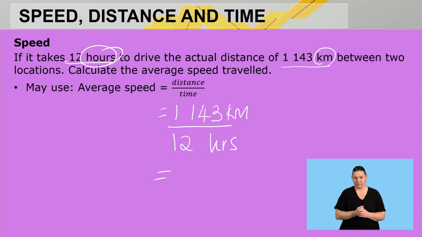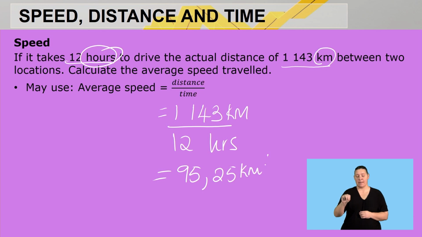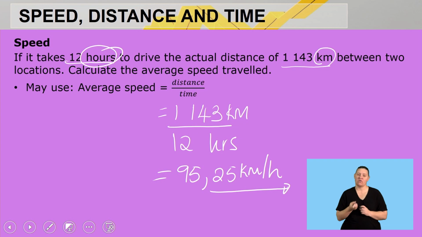So when you divide these two, 1,143 divided by 12 hours, we are going to get 95.25 kilometers per hour. That is the average speed. That's how we calculate the average speed. Even if you are not given the formula, you must always remember that for average speed, it's distance over time.